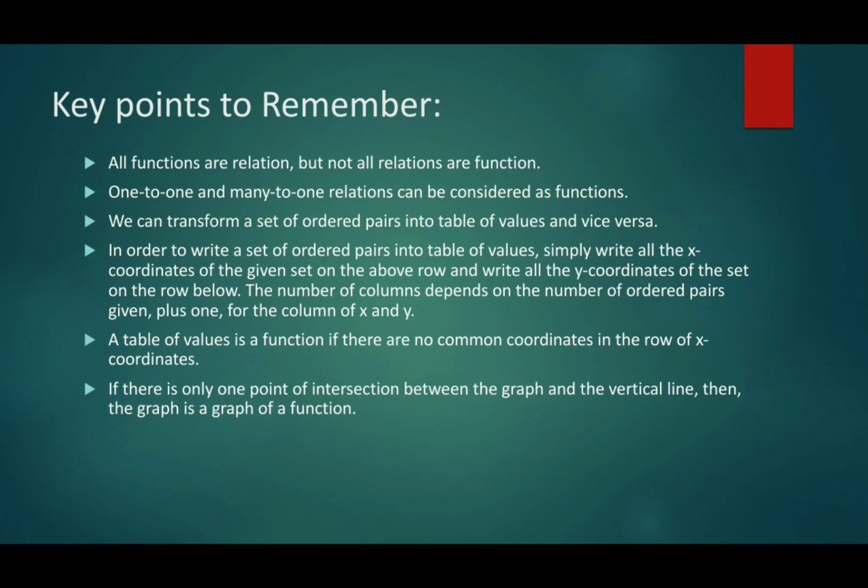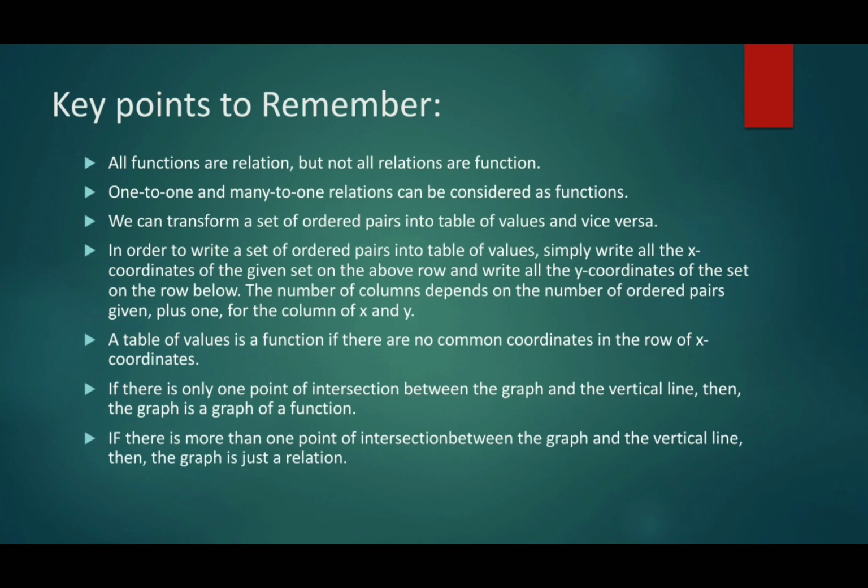Next, if there is only one point of intersection between the graph and the vertical line, then the graph is a graph of a function. Okay? Kung ang intersection lang ng graph tsaka yung vertical line, based on the vertical line test, iisa lang ang intersection nila. So, the graph is a function. Okay? Next, if there is more than one point of intersection between the graph and the vertical line, then the graph is just a relation. Kung paglagay mo ng vertical line, dalawang beses siyang dumaan dun sa graph.